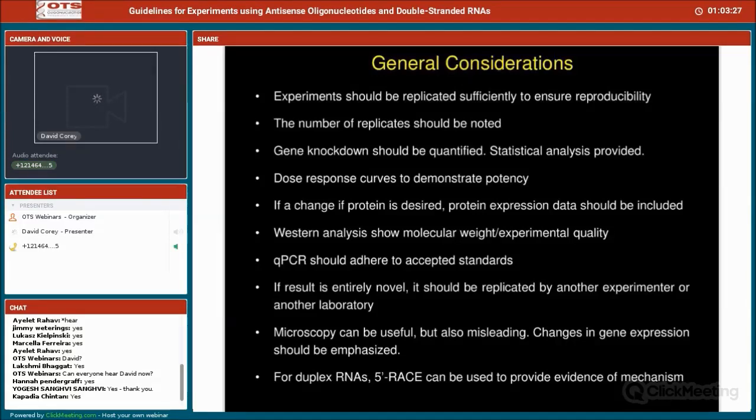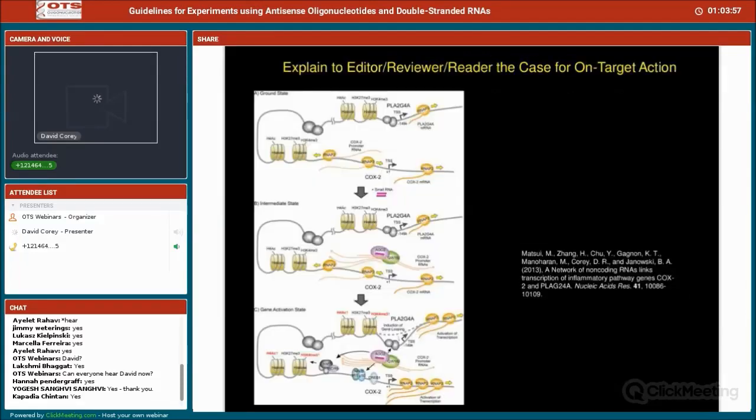Finally, for double-stranded RNAs, 5' RACE can be a very useful piece of evidence about mechanism, especially in tissue, demonstrating that your intended synthetic RNA is inducing cleavage of its target RNA in the target tissue. Now, remember, that cleavage can be at a very low level. It doesn't necessarily mean that efficiency is high enough to produce the phenotype, but at least it shows that your agent is getting into your target tissue. It gives you somewhere to start.